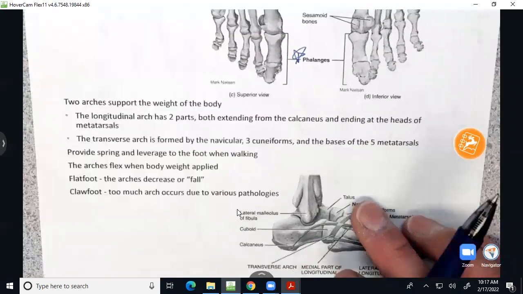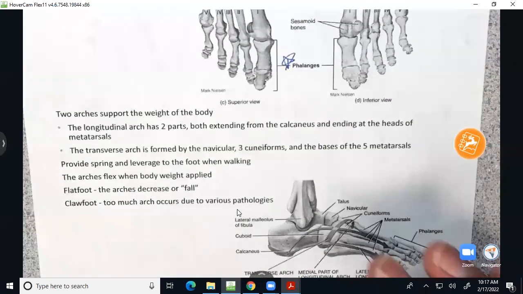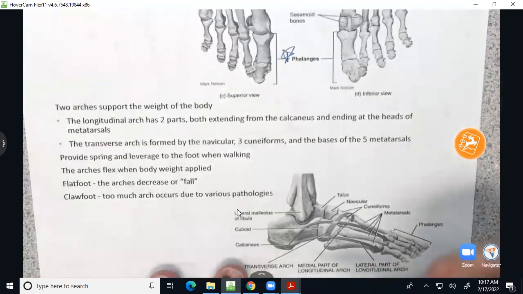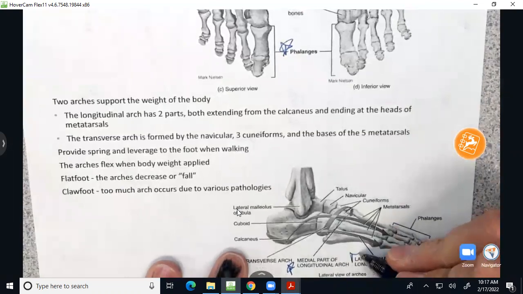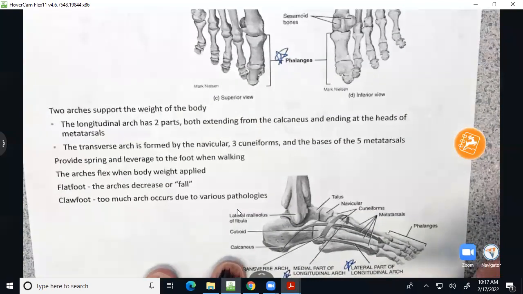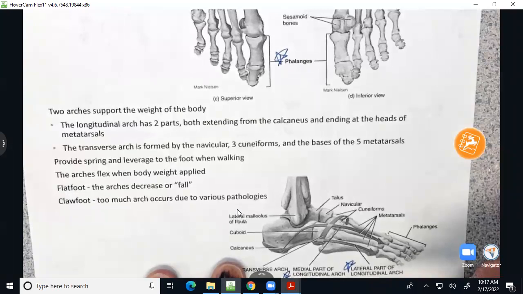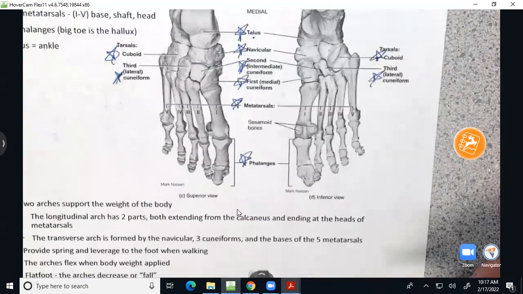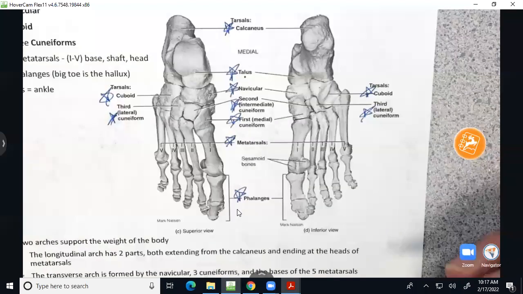Last thing I want to talk about are the arches of your foot and ankle. These 2 arches support the weight of our body, include a 2-part longitudinal arch, and the 2 parts are the medial and the lateral arch. Okay, they extend from the calcaneus and at the heads of the metatarsals. Okay, if you kind of think of it, they kind of make a V.